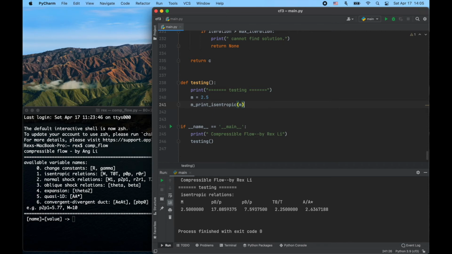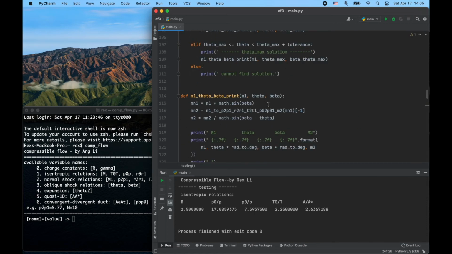0.637. Okay, that is correct. Everything is consistent with the book. Yes. Okay. Let's find the inverse function for that, right? Because sometimes we know A/A star, but we don't know the Mach number.